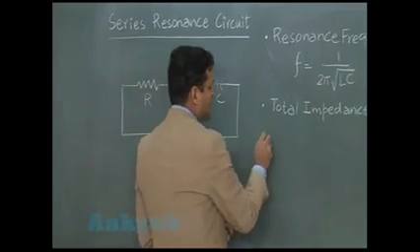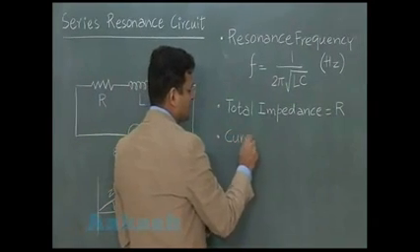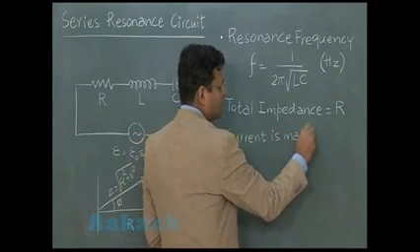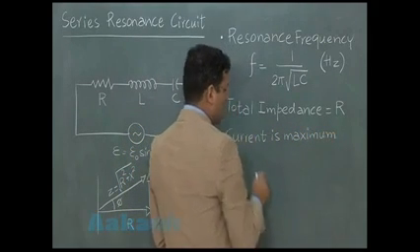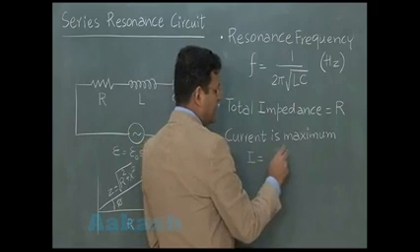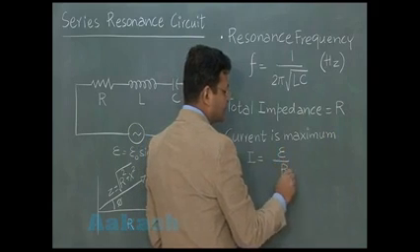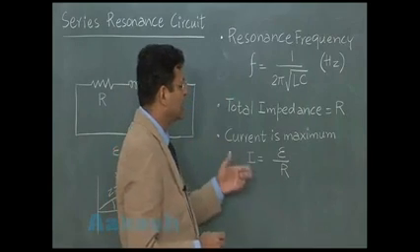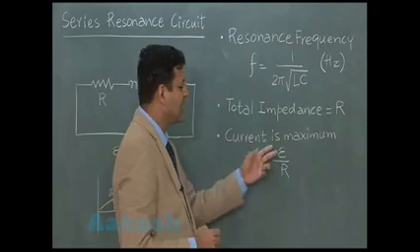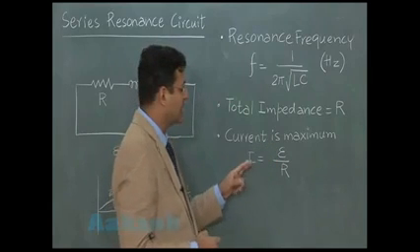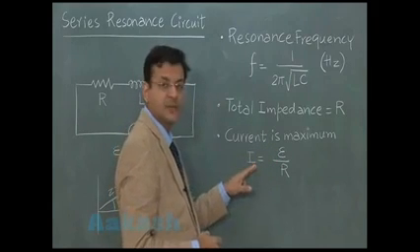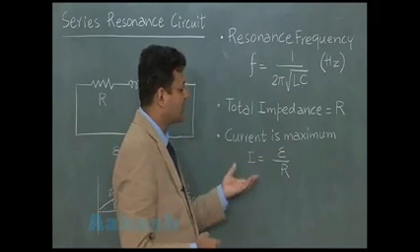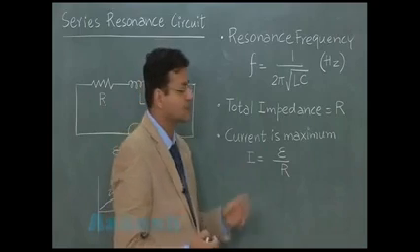The current is maximum and I simply will be equal to E upon R, क्योंकि जब पूरी सर्किट की रेजिस्टेंस ही R के इक्वल हो गई है, then the current which will be flowing through the circuit will be E by R. अगर आपको क्वेश्चन में पीक वैल्यू ऑफ करंट निकालनी है, then you can write it as I naught, here you will have to take E naught. अगर आपको RMS वैल्यू निकालनी है तो you have to take RMS value.